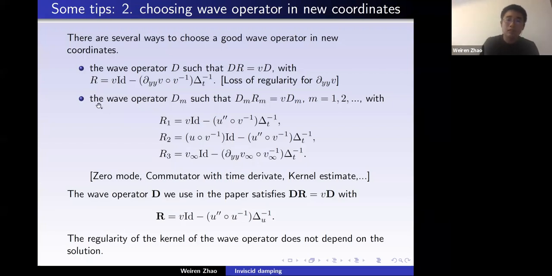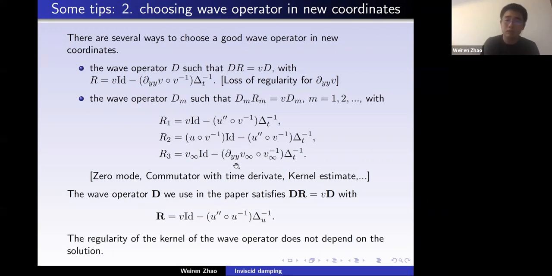Also you can do some modified wave operator, such as you replace this, because you lose derivatives here on V, so you can replace it by U double prime, and then replace by V minus one, it's okay. And also you can choose the final state. Of course, the final state is a formal one. All of these have some problems. Some of them are coming from the zero mode. The zero mode does not decay enough. And also some commutators with the time derivative, because you can see that here the V is time dependent.